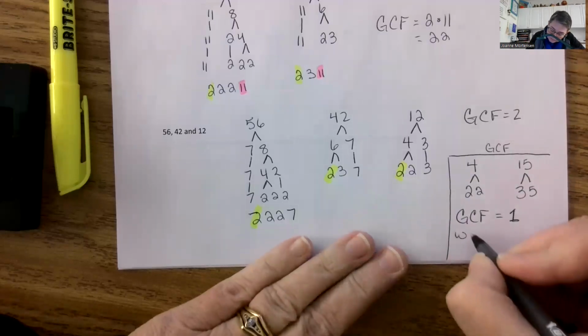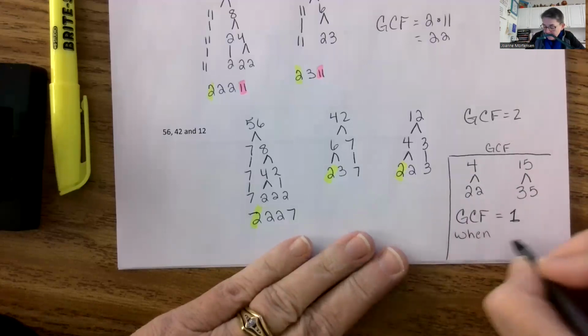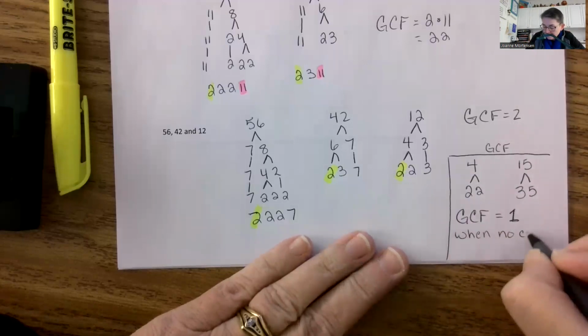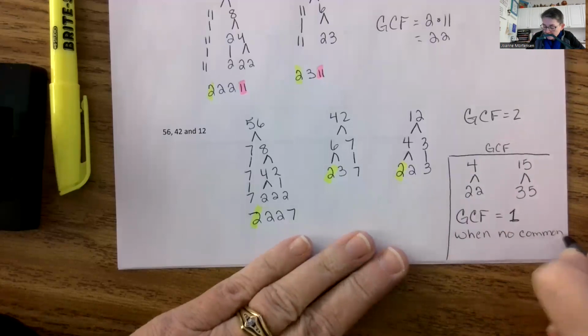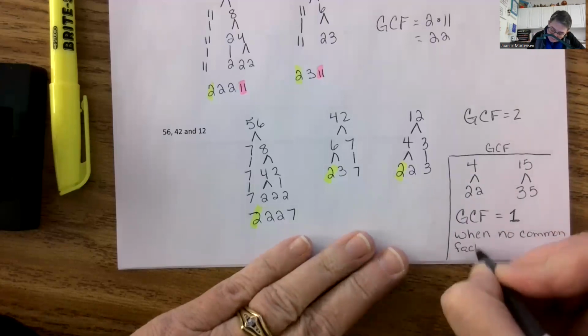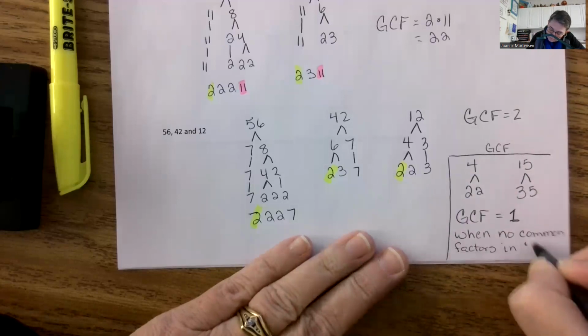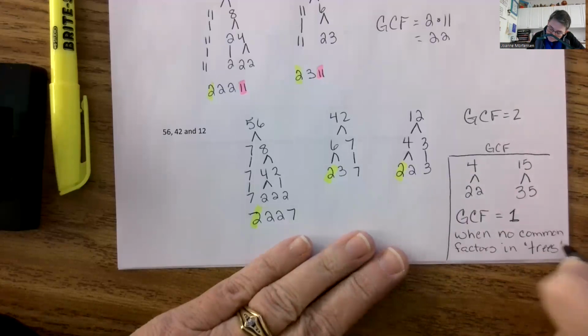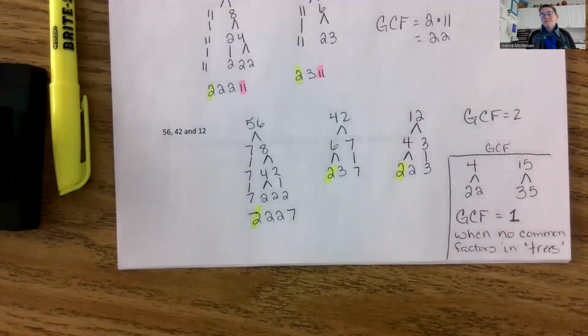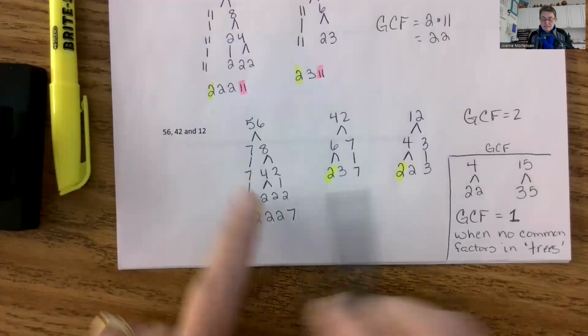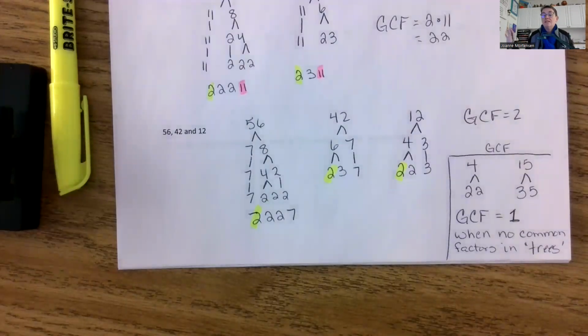So when there are no common factors in your trees, the answer is 1, because 1 is a factor of every number, but the number 1 is not a prime number. And all of this stuff is all about prime factorization. That's kind of our, well, I've got nothing else, so we'll do that.